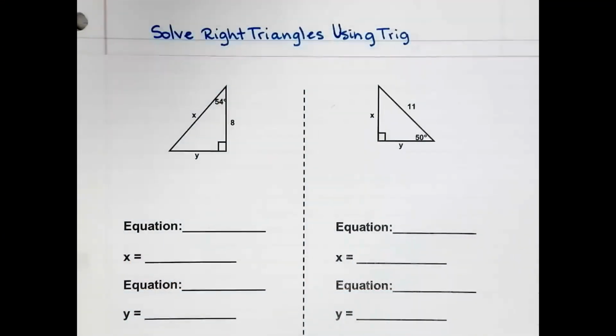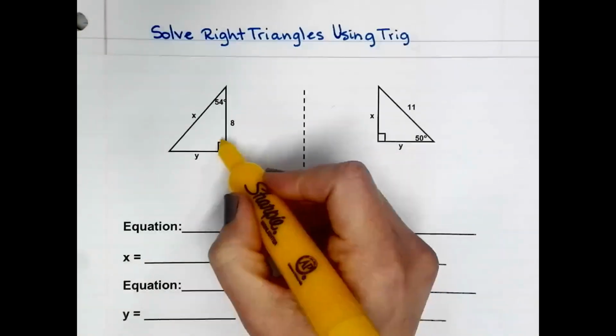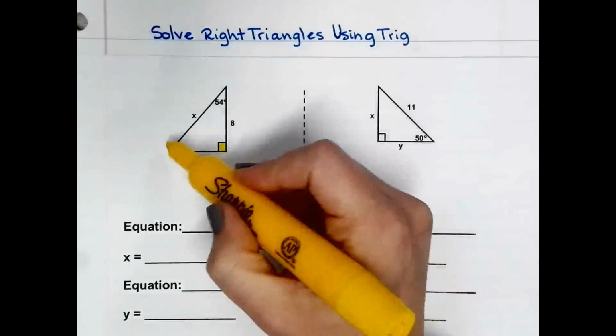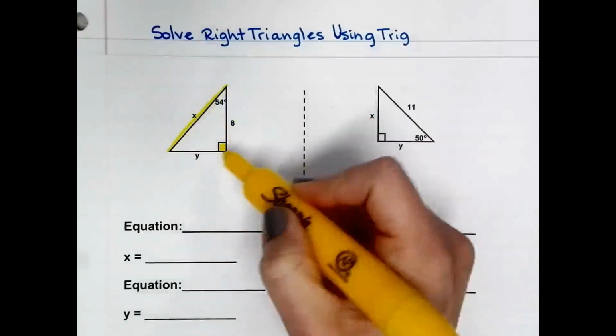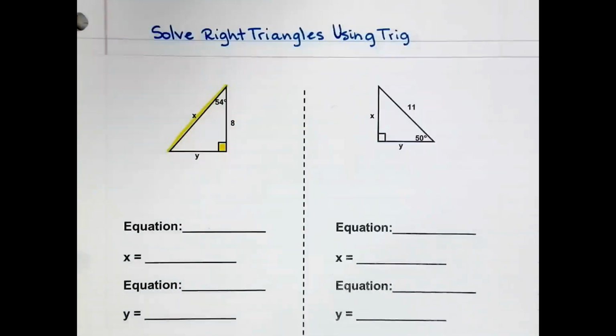Trig. Here we only have two examples. I like to highlight the hypotenuse before doing anything. So remember, the hypotenuse is the side directly across from the 90-degree angle right there. Okay.